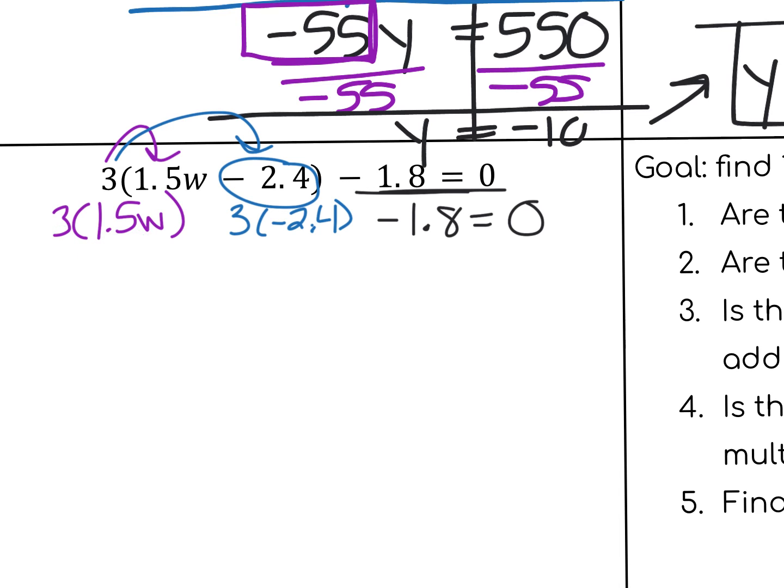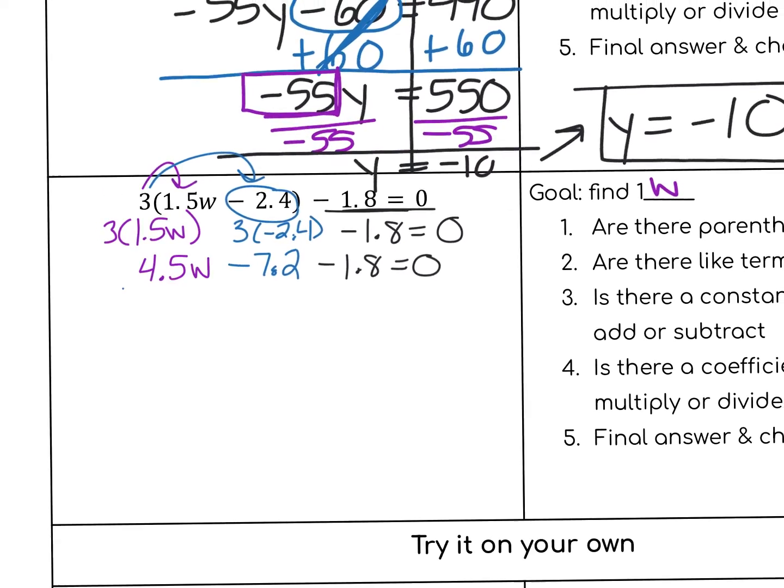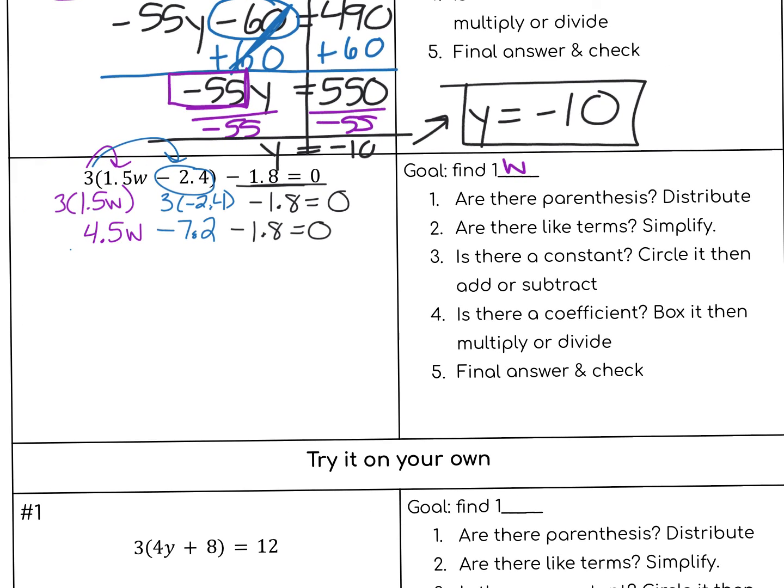3 times 1.5. When I type it in my calculator, I get 4.5. So 4.5w. Then 3 times negative 2.4 is negative 7.2. So minus 7.2. Then I'm just going to rewrite everything else that I still need to include. So I have taken care of my parentheses step.